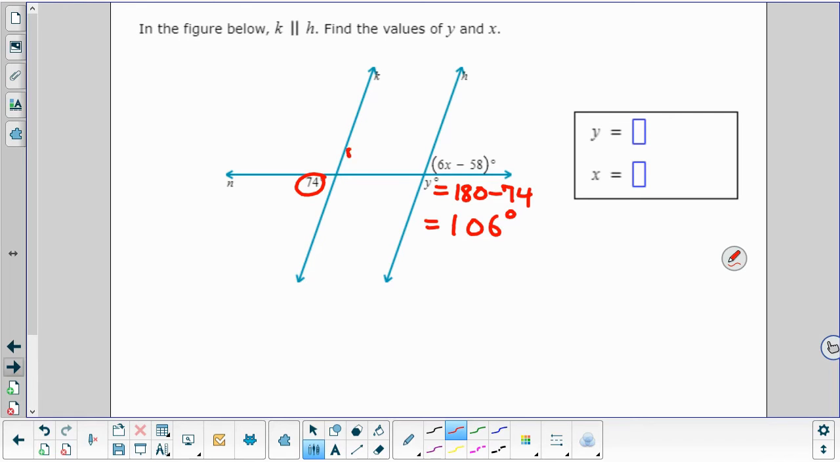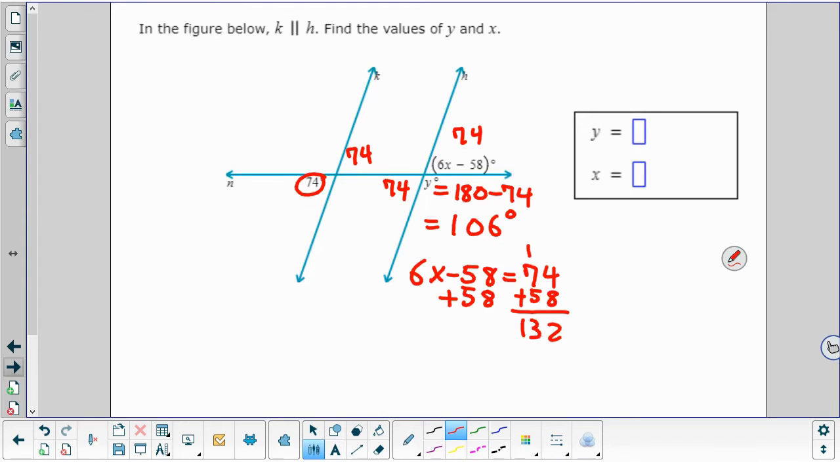Now, we also know by vertical angles that 6x minus 58 also equals 74 degrees. So if we set up our little problem, 6x minus 58 equals 74, and we solve for x, then we can answer that question. So we add 58 to both sides, and we have 6x equals 132 degrees. So 6x equals 132.